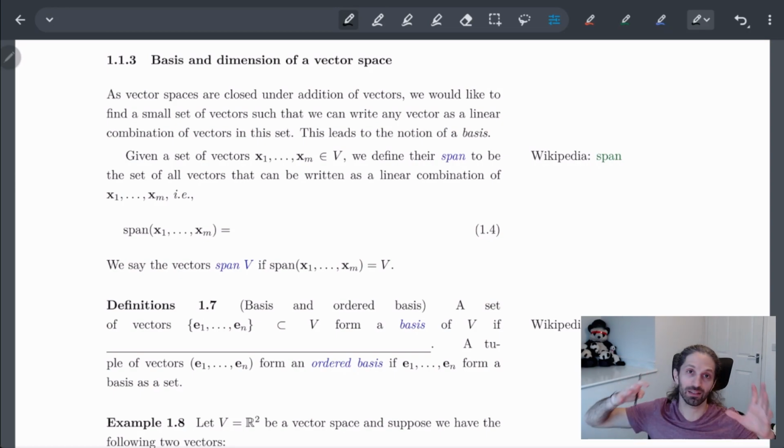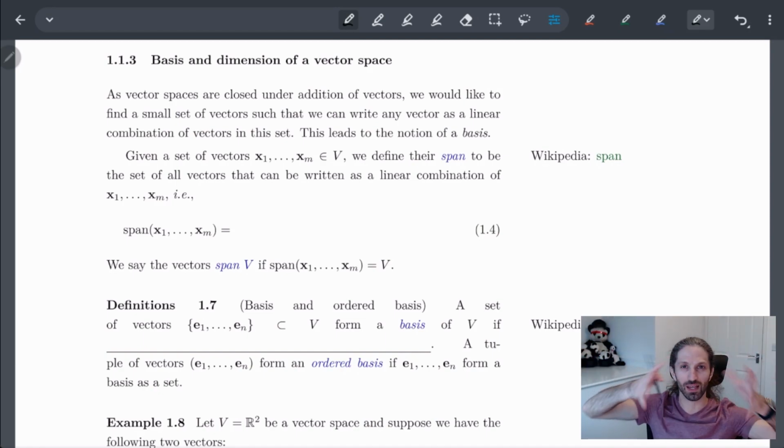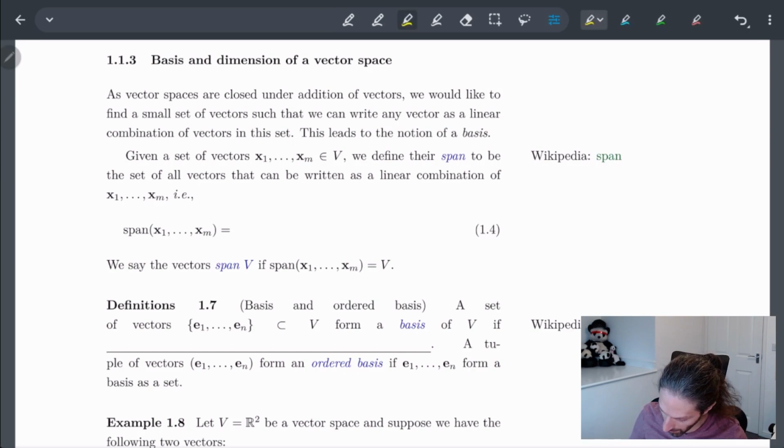In essence, the idea here is that we're trying to be able to get any vector in our vector space from some set of vectors. So this is the main idea. What we're going to do is first define how we get any vector from some set of vectors. So if I give you a set of vectors, what does that define? What does that give me as a vector space? And this is what we define as a span. So the span of a set of vectors.